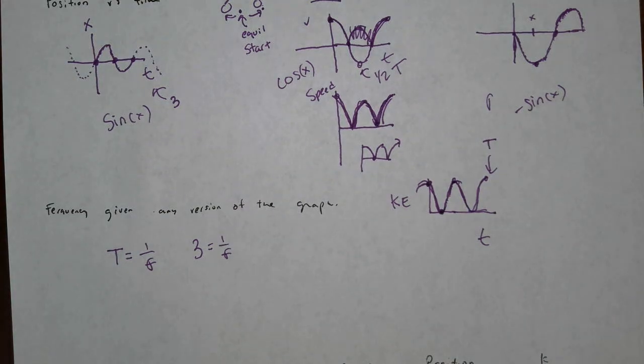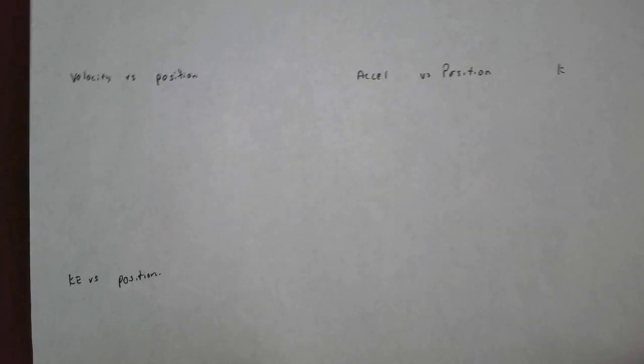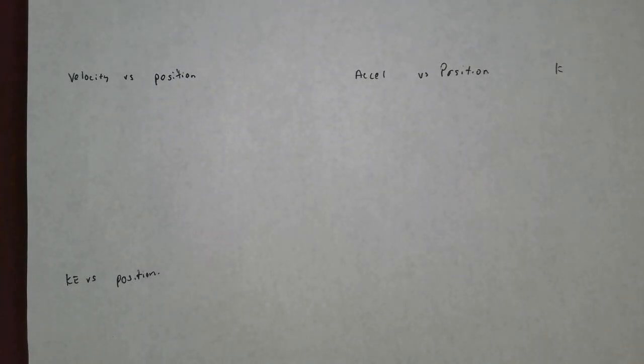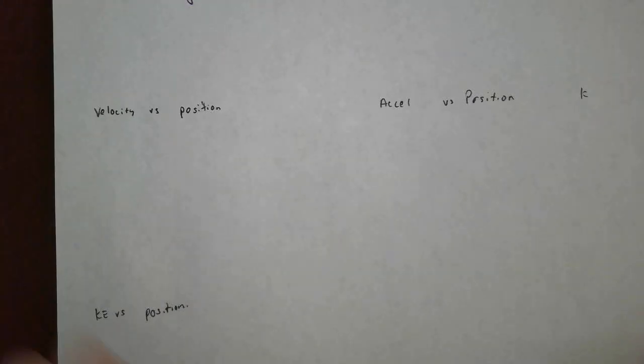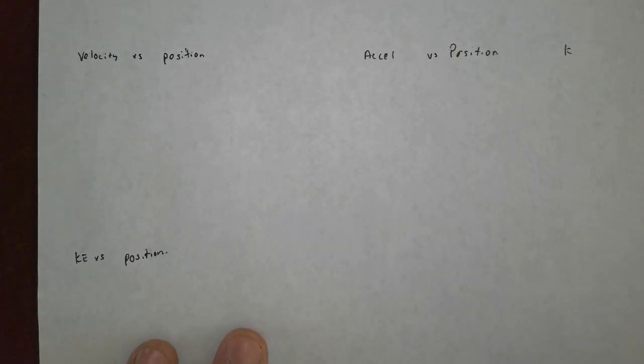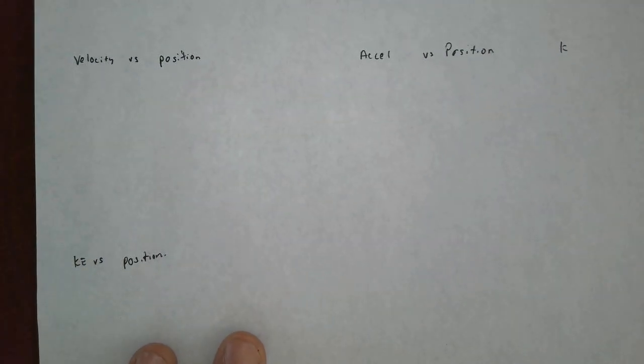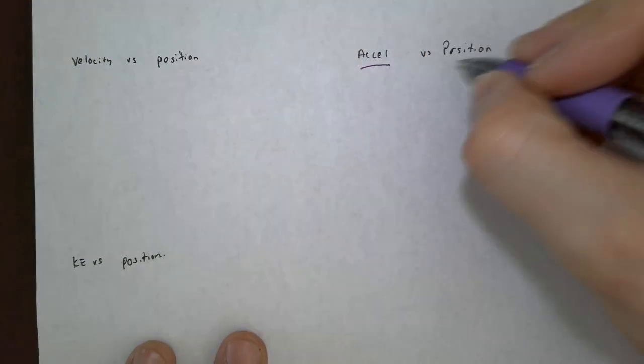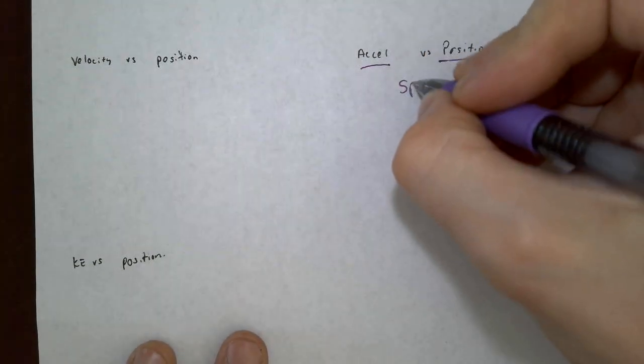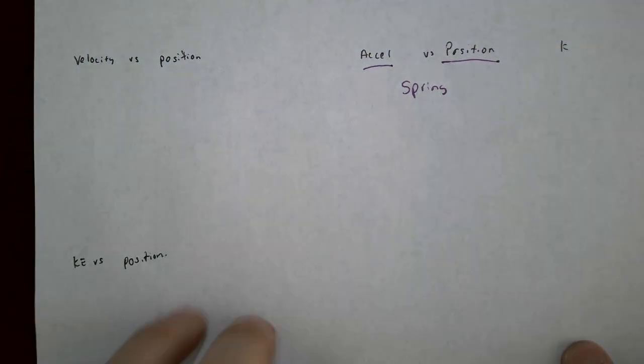Okay? Now, we got some position graphs, and then we're going to do the same idea, but with a vertical spring, which actually changes the perspective. Okay, so velocity as a function of position. All right, so as a function of position, we just have to think here. I'm going to start with acceleration as a function of position for a spring, because I think that will be easiest for us to understand.